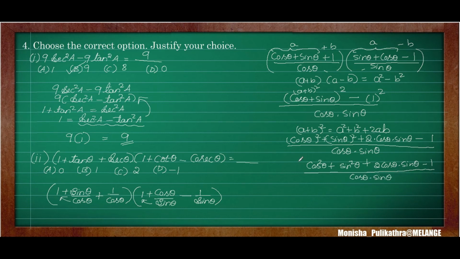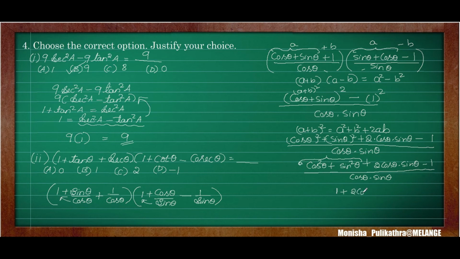Okay, now you have to substitute for this value. We know that from trigonometric identities, cos square theta plus sin square theta is equal to 1. So 1 plus, so this identity, the value of this will be changed into 1.